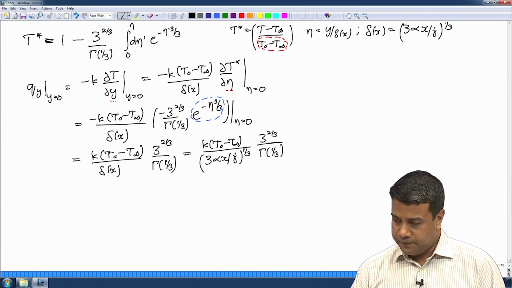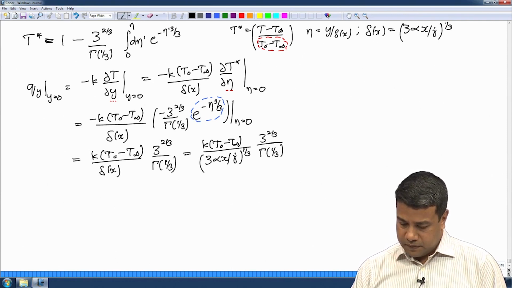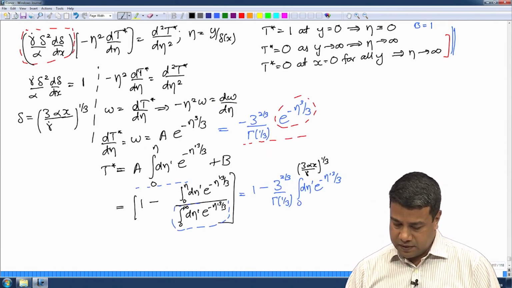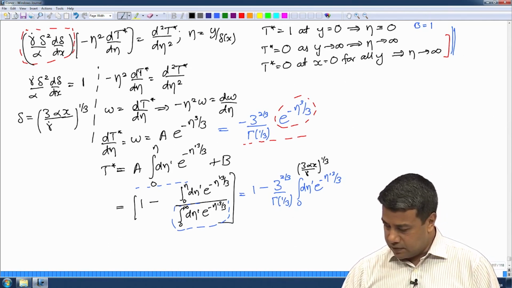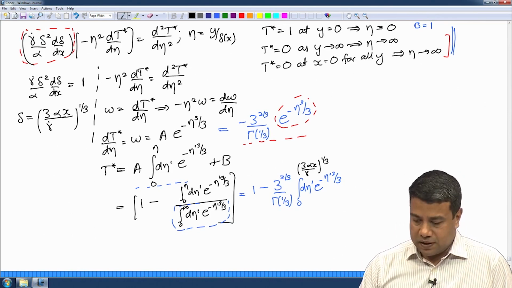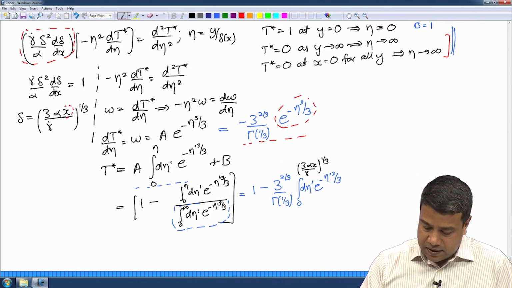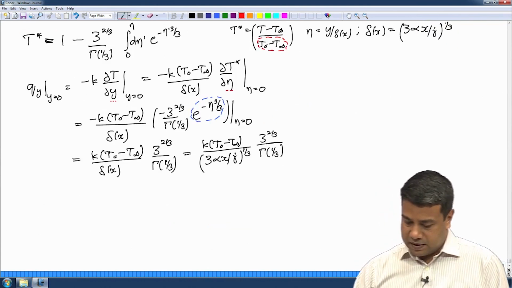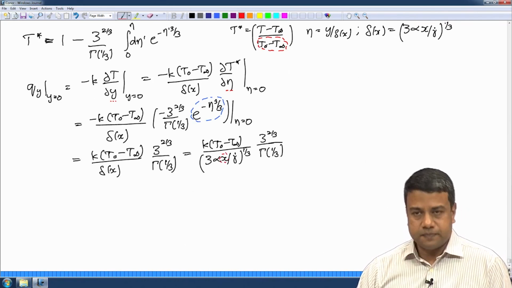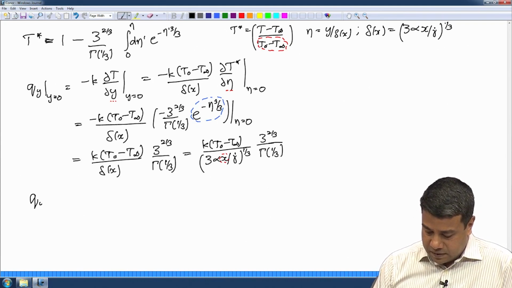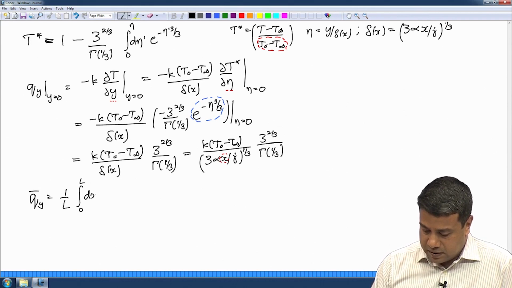And now, if I want to calculate the average heat flux, I have to integrate this heat flux all the way from x is equal to 0 to infinity. Note that the boundary layer thickness is increasing proportional to x to the 1/3 here. Therefore, the heat flux is decreasing as 1 over x to the 1/3 in this case. Now, the average heat flux is 1 by L integral 0 to L dx q y.